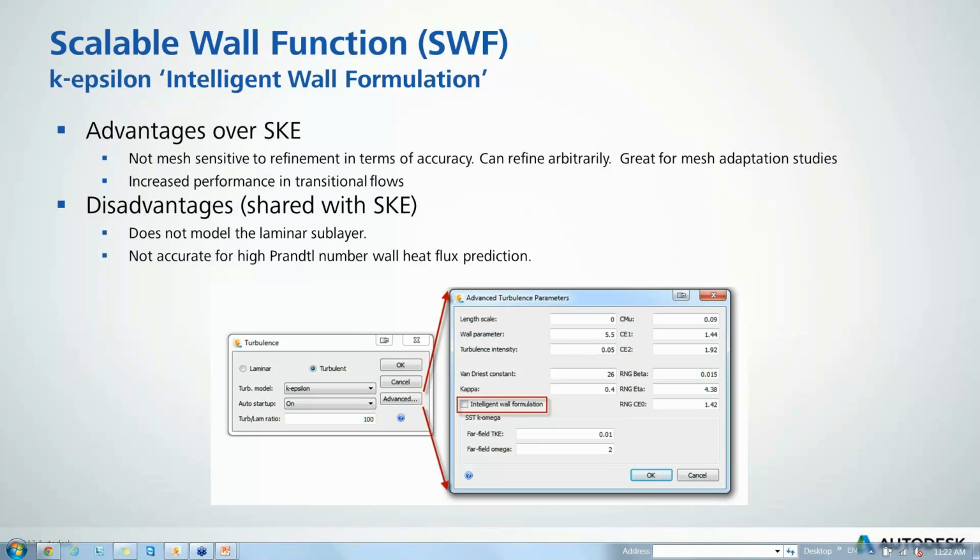And one aspect that becomes very important with heat exchangers is that the K-epsilon really does not capture high Prandtl number wall heat fluxes very well. And all that really means is liquids. So if you have a liquid to air heat exchanger, you'll want to probably use one of our newer models. Either way, if you wanted to explore the intelligent wall function or the scalable wall function, you would have to go to the advanced settings under K-epsilon, and then there's a checkbox that says intelligent wall formulation. And once you enable that, you will be using this newer scalable wall function.